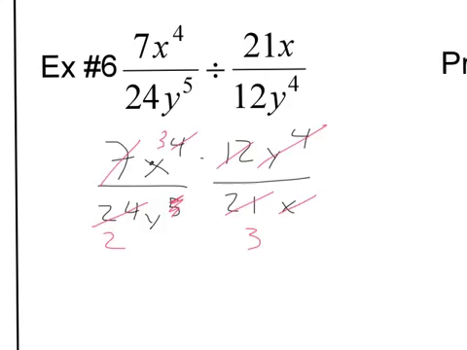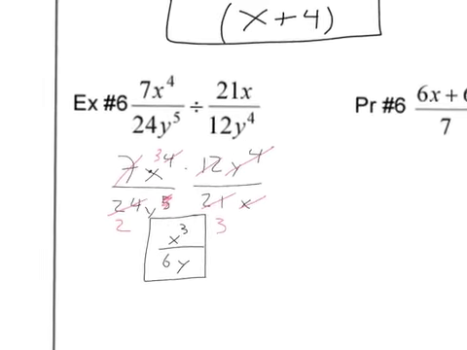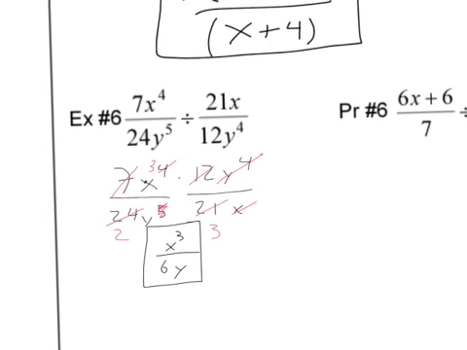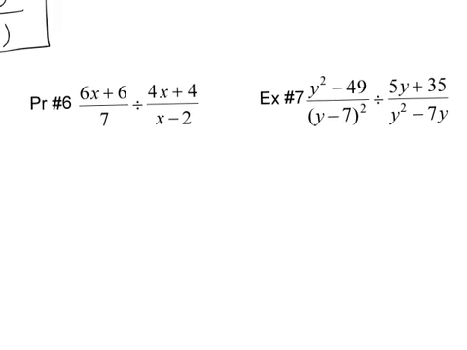Okay, now let's rewrite what we have left. Up here I have just an x to the third, and down here I have 2 times 3y, so 6y. And that's it. That's how you would simplify something like that. Okay, I think you guys could do these next two on your own, and I will put the answers up in just a second, so you may want to pause the video now.